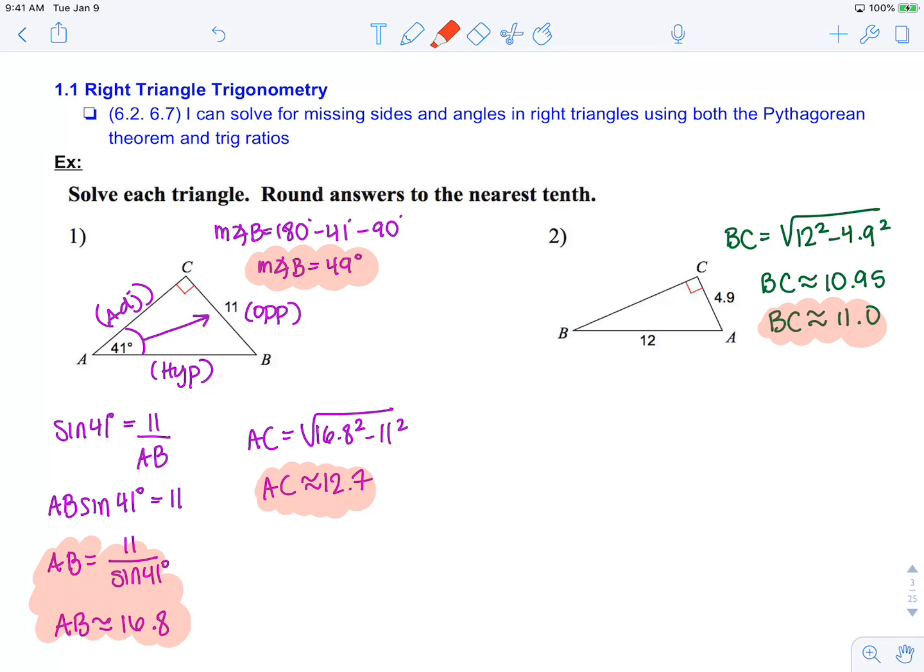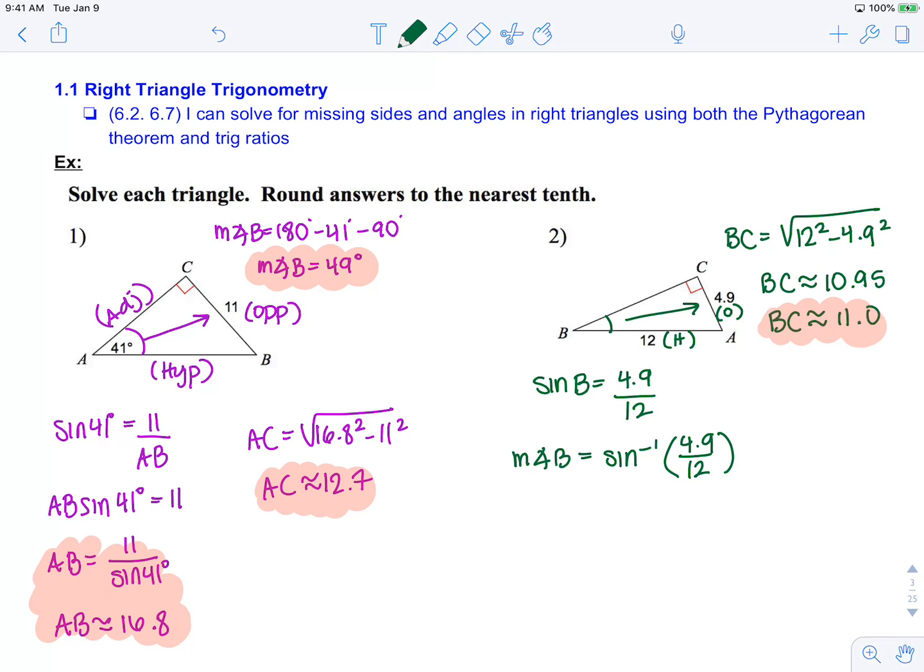So now in order to find angle B, I need to do some trig. Now whenever we're looking for an angle, we're going to use inverse trig. So if I'm looking for B, this is my opposite side and this is my hypotenuse. So sine of B is opposite over hypotenuse. So if I'm looking for that angle, the measure of angle B equals sine inverse of 4.9 over 12.